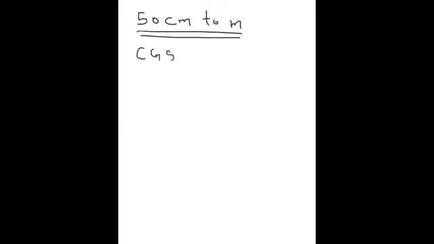Okay, so we will take one example. Convert 50 centimeter to meter. There is one system of units called CGS, and in this, length is measured in centimeter. The SI unit of length is meter. No matter what the system of unit is, dimension of length is L.